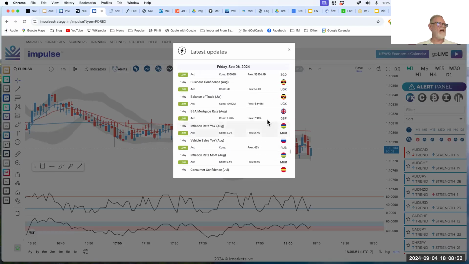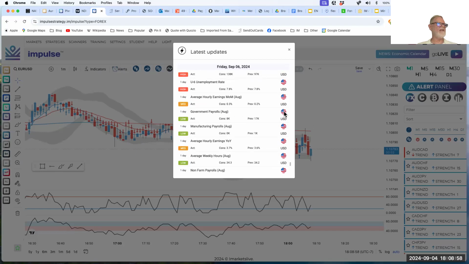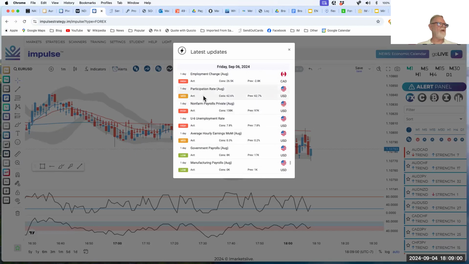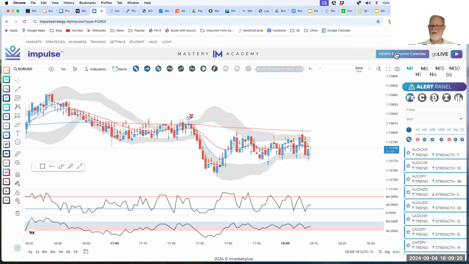Tomorrow, we've got some. If you're in the UK, you'd be looking for your flag there. If you're in the US, you want to be looking for US flags. And here they come up. The big one on Friday, obviously, is non-farm payroll. NFP is what most people call it. Very big, it can move the markets dramatically in the US and around the world. So that is the economic calendar on the right-hand side.